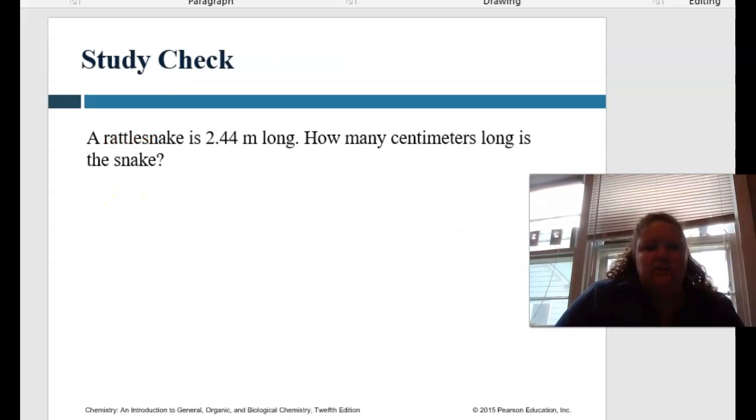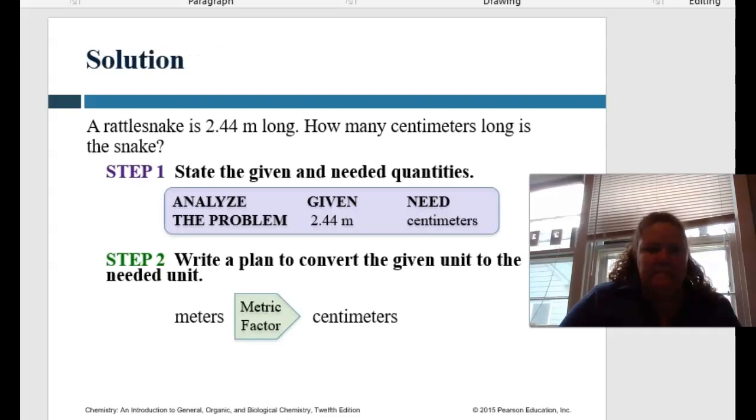Okay, so let's practice on your own. A rattlesnake is 2.44 meters long. How many centimeters long is the snake? So set it up. What were we given and where do we have to go? The rattlesnake, again, was 2.44 meters long. How many centimeters long? We're going to be given the meters and we need centimeters.